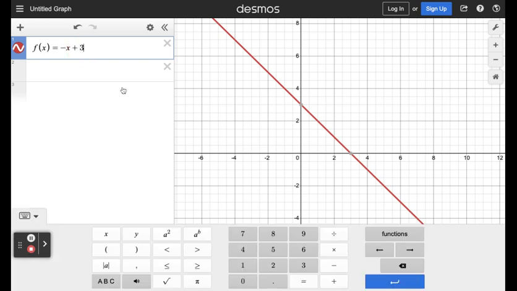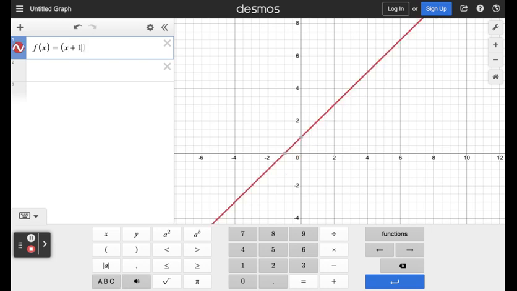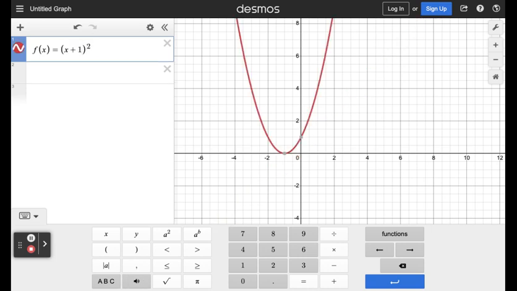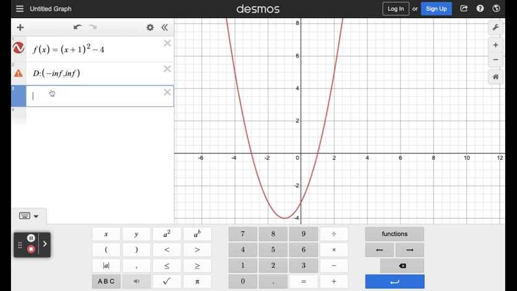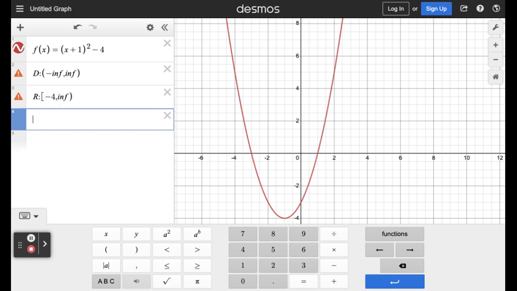Let's do one more together. We're going to do number 13. So 13 says f of x equals (x plus 1) squared minus 4. The domain is negative infinity to infinity because it's going to go left and right forever. The range, the furthest down this guy goes is at negative 4, and he goes up forever, to infinity.